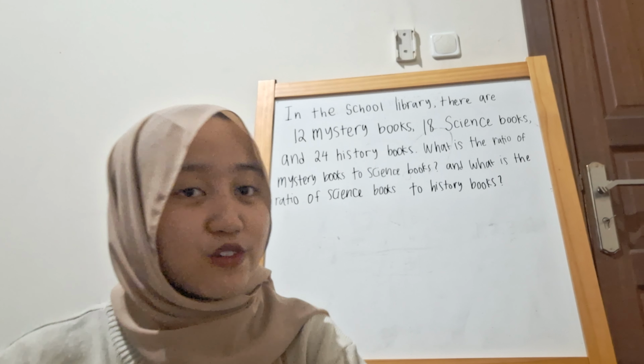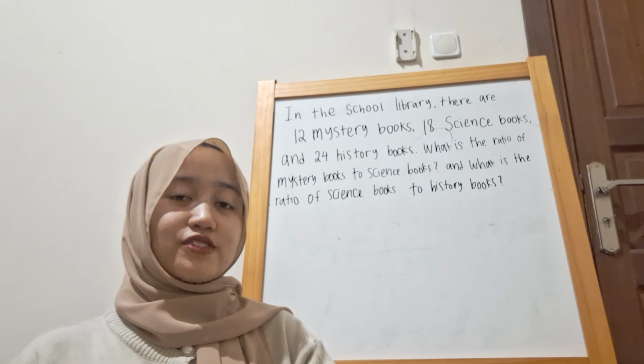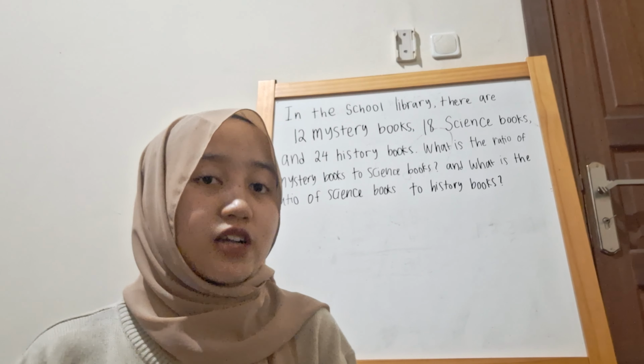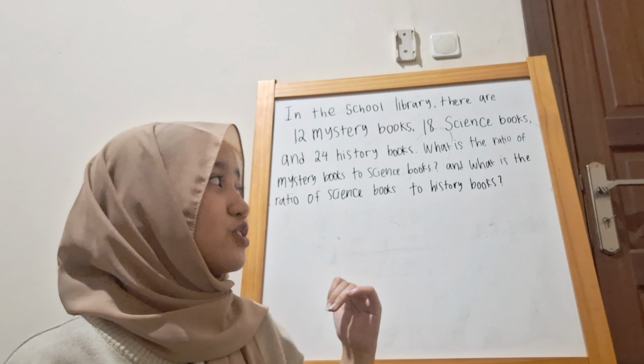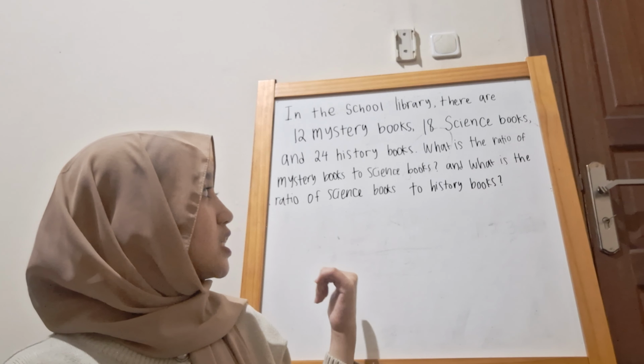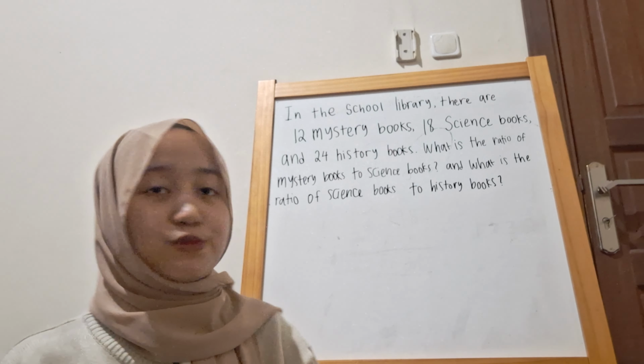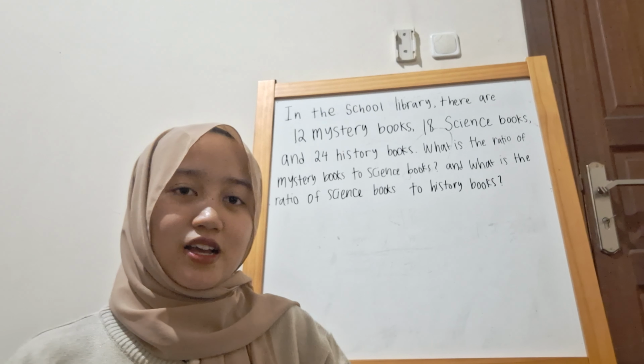Okay, now let's move on to question 2. I'll give you the same amount of time, okay? 5 minutes to try and do on your own, and then we'll get through it together. Remember, we'll be finding the ratio of science books to history books.